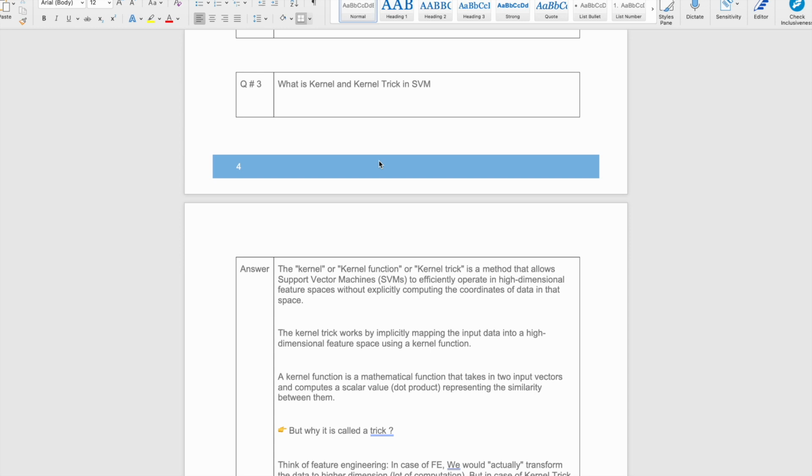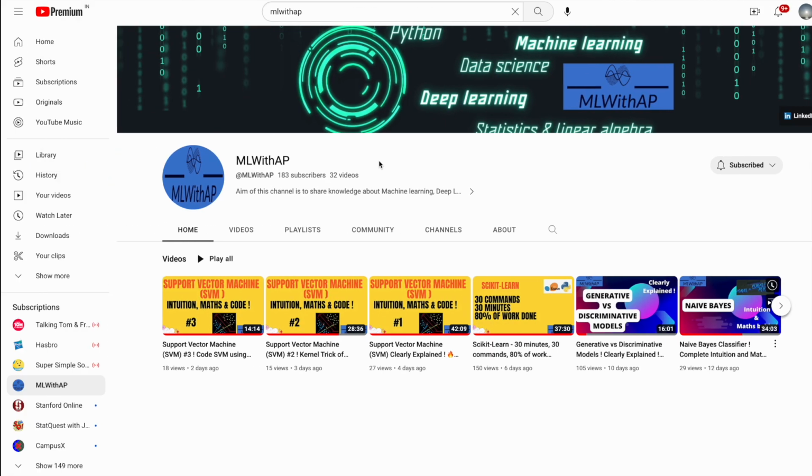Kernel is nothing but a function which lets you calculate a dot product of two vectors in a lower dimension feature space, mapped to a higher dimension feature space, and calculate that dot product without actually transferring this data to a higher space. Let's try to understand this with an example.